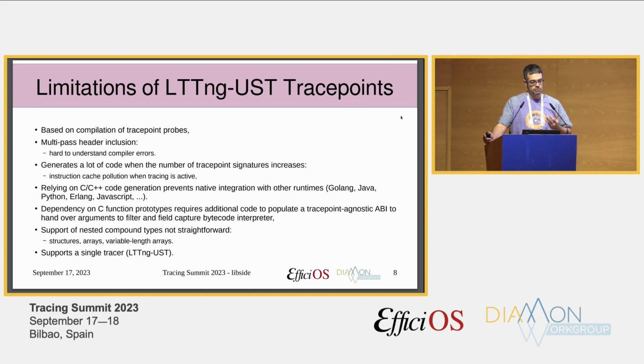Because if we want to push data to user events, then we want an ABI to actually serialize that information to make it consumable by user events and therefore by kernel tracers. The support of nested compound types also is not straightforward for structures, arrays, variable length arrays. These are types that we have in our common trace format, but that the tracer does not generate through the tracepoints. And of course, they also just support a single tracer, LTTng-UST.